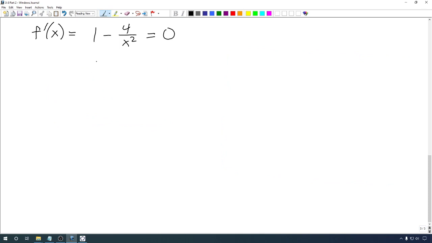So just going to set this equal to 0. Of course, that means that 1 equals 4 over x squared. We bring the x squared over to the other side. And when we take the square root, remember we need to do plus or minus.